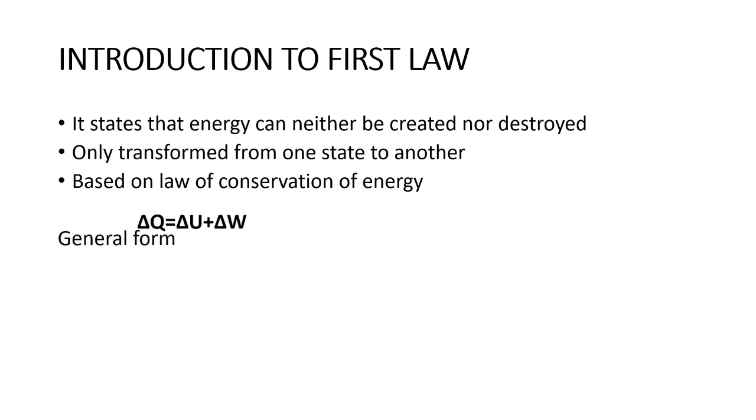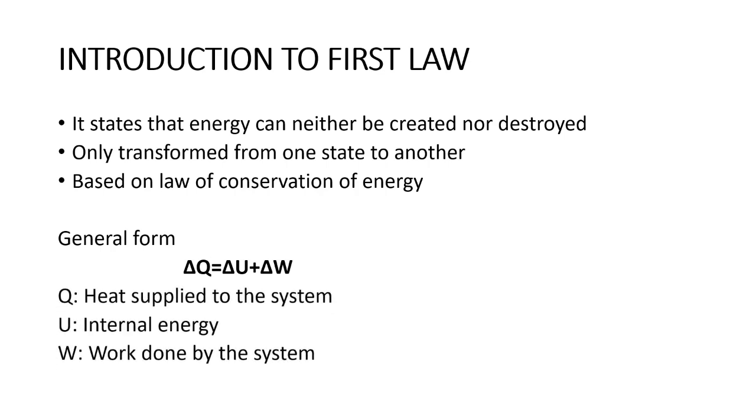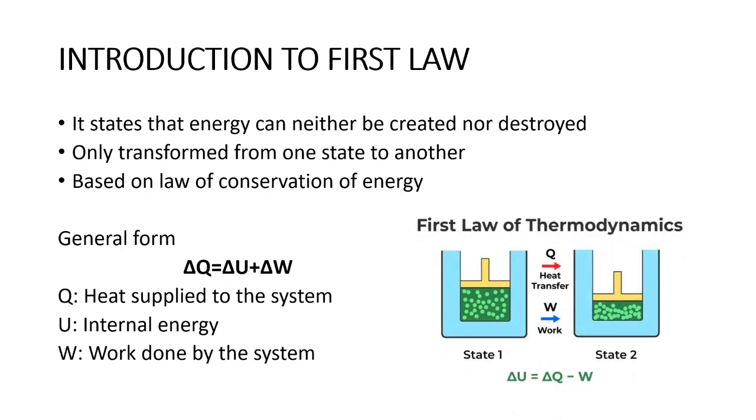The general form is delta Q equals delta U plus delta W, where delta Q is the heat supplied to the system, U is internal energy, and W is the work done by the system. Based on work done by the system or on the system, the signs will change. In the diagram, state 1 converts into state 2, and the heat transferred is also the work done.